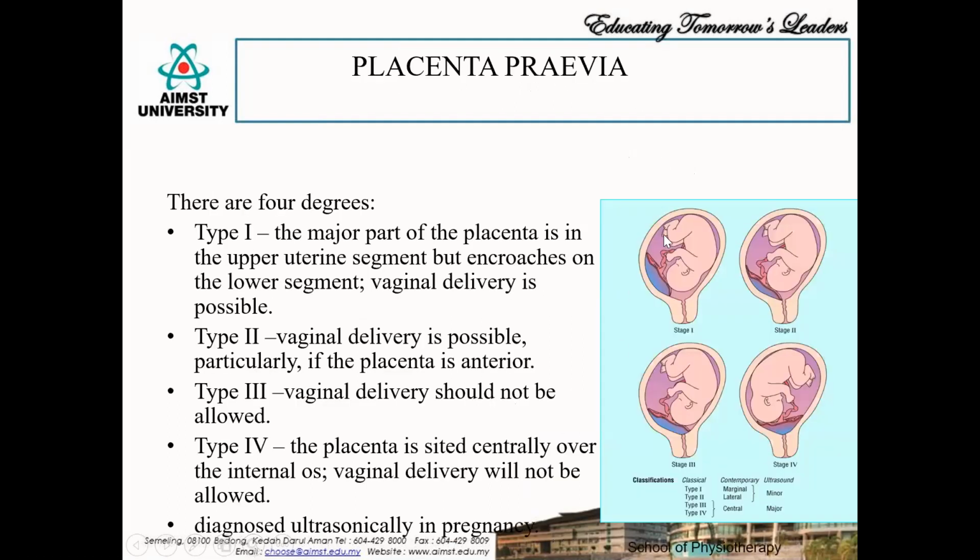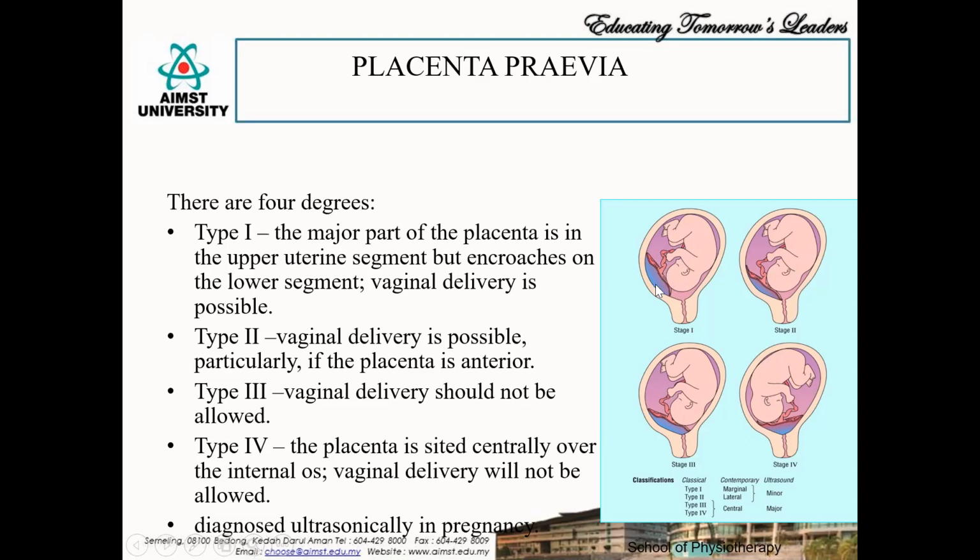Here, if you see, this is the placenta. The placenta has to get embedded in the uterus, and normally it is embedded near the fundus. If the placenta is embedded here, then the baby will have a lot of space to move around, and it is easy for the baby to get delivered. But if the placenta is attached at the lower part, then it is called placenta previa.